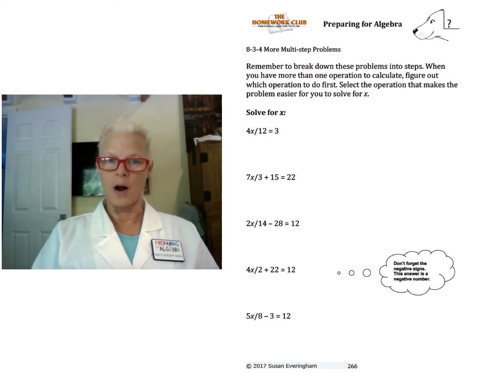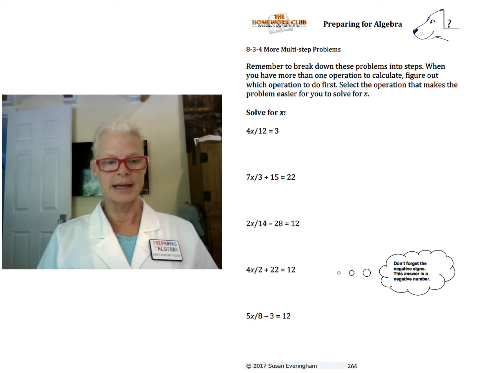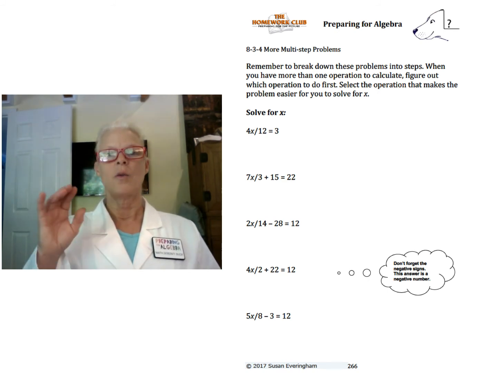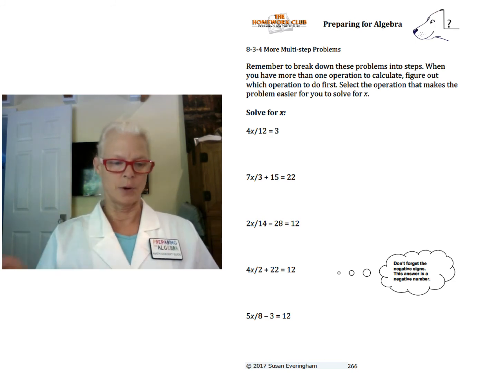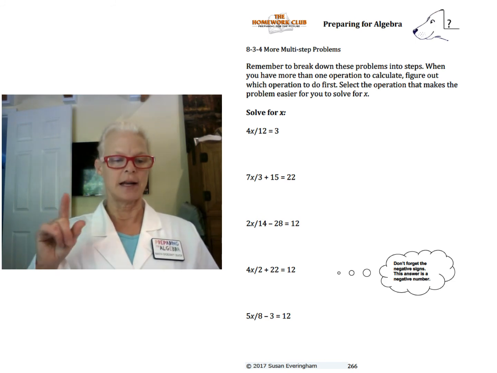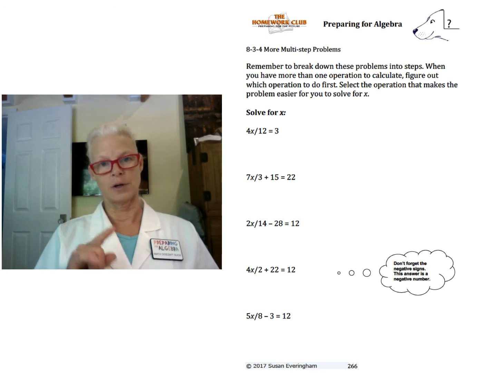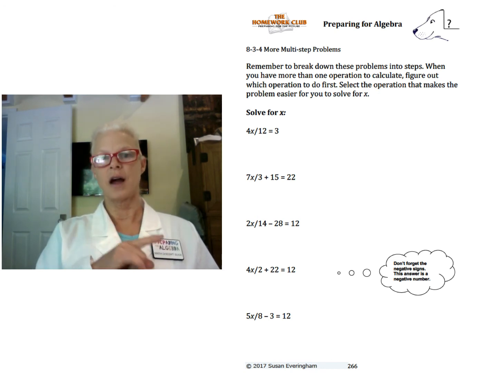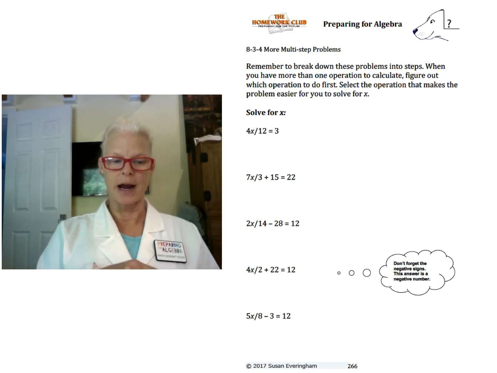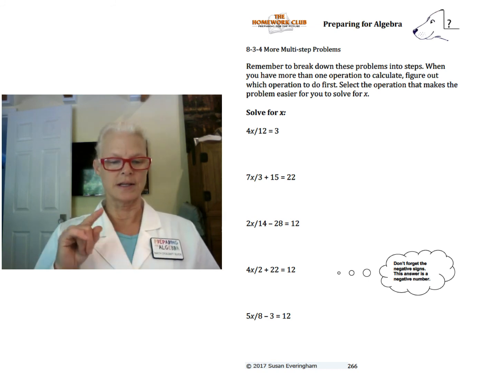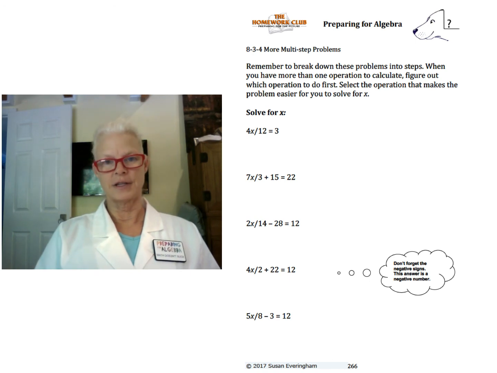The third problem down, 2x divided by 14 minus 28 equals 12. We can add 28 to both sides, isolating 2x divided by 14, then multiplying by 14 on both sides, giving us 2x equals 560 as it works out. And then x ends up being 280.